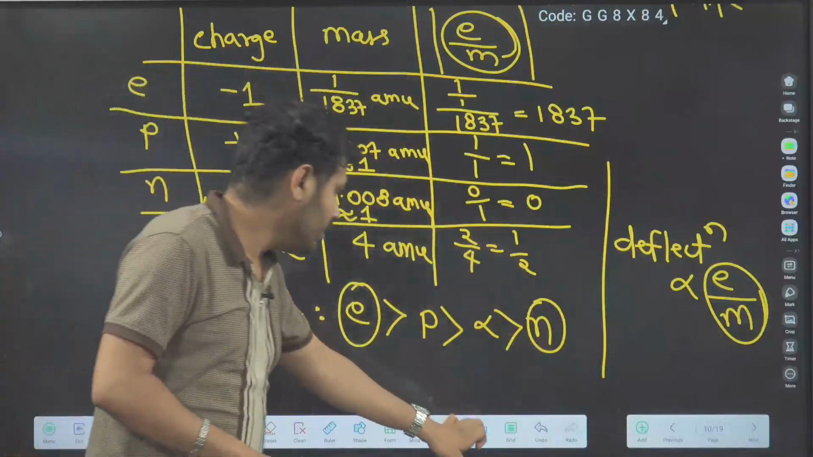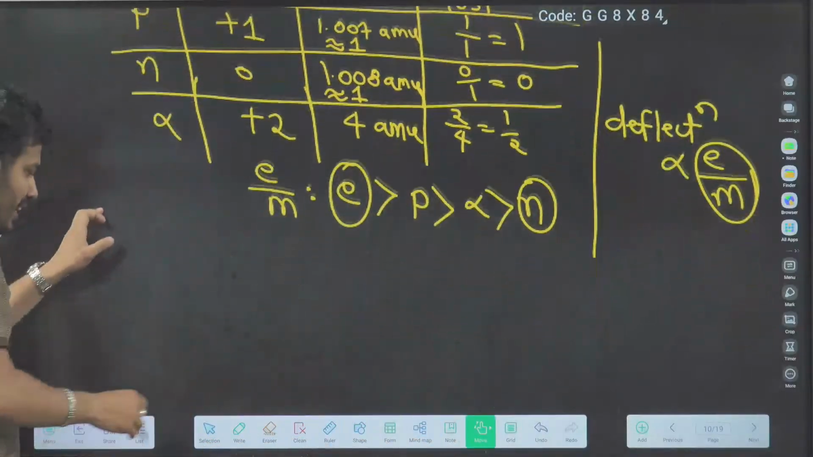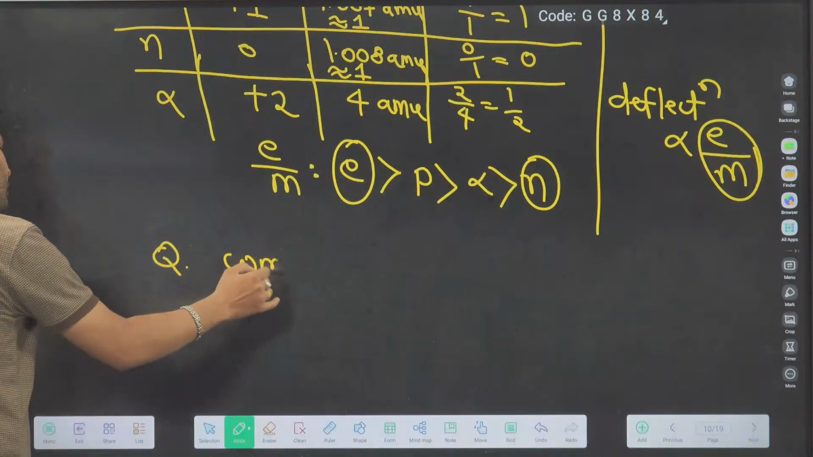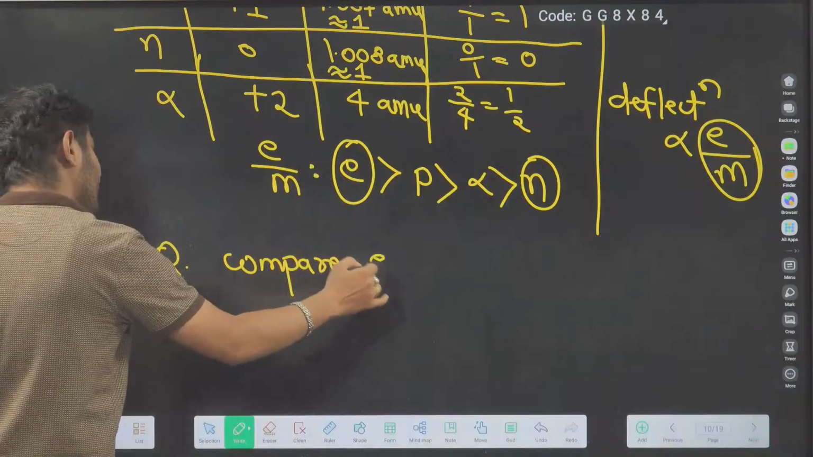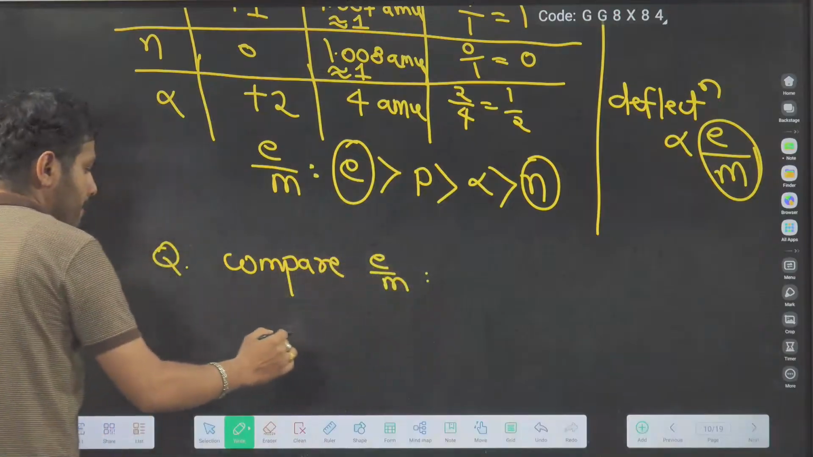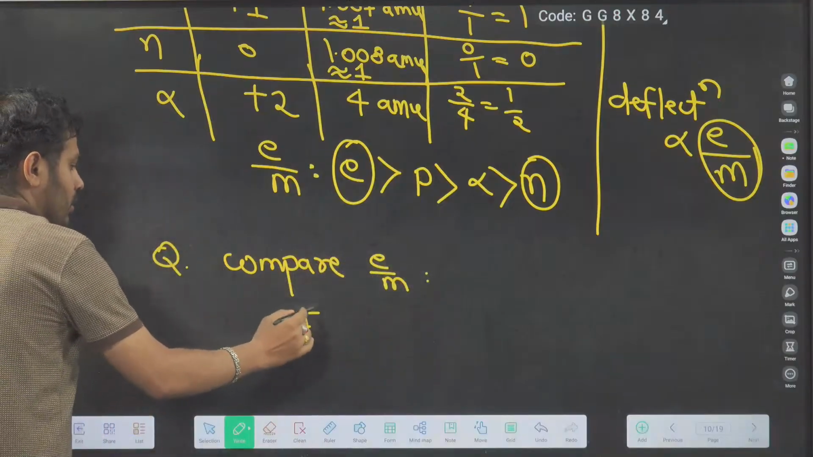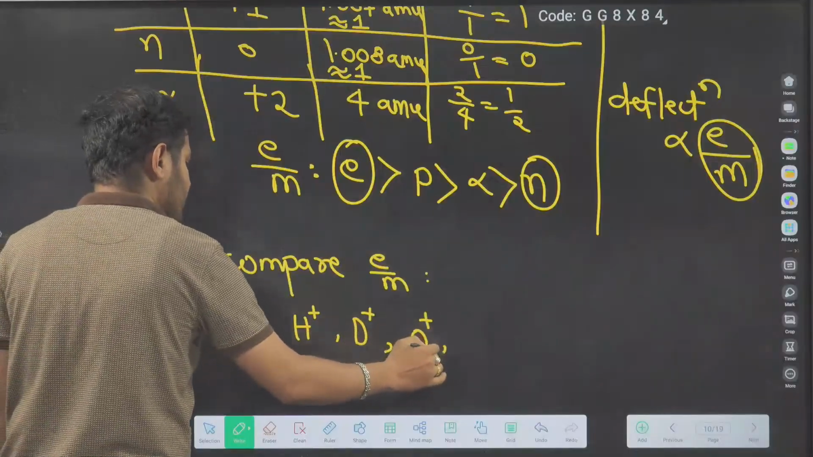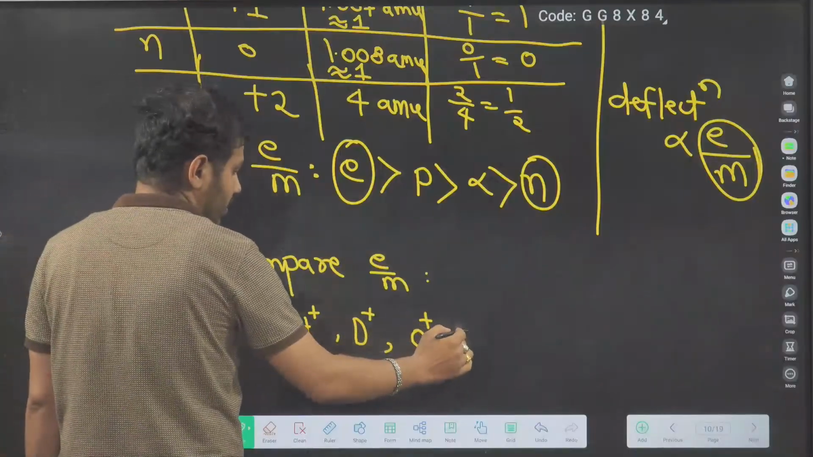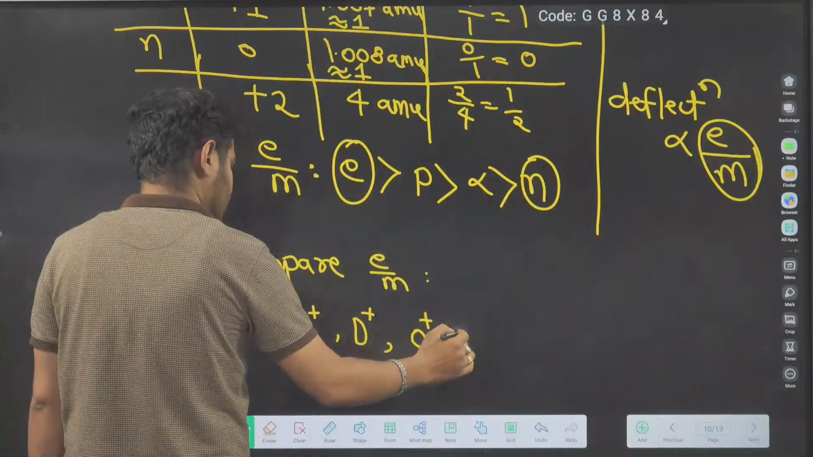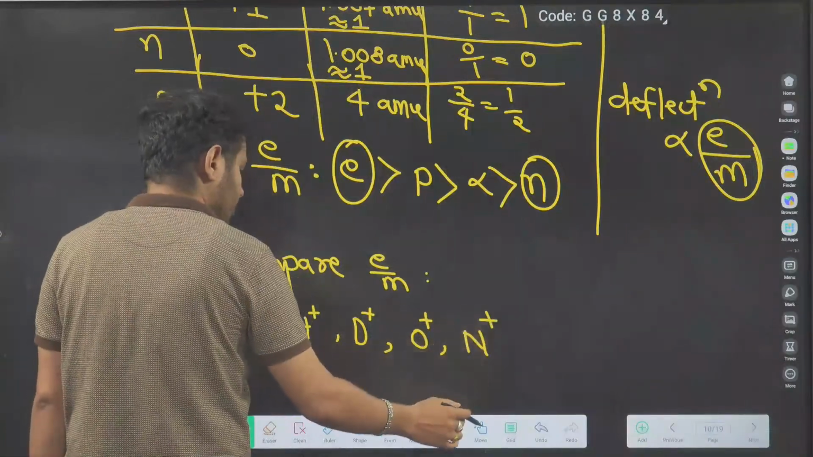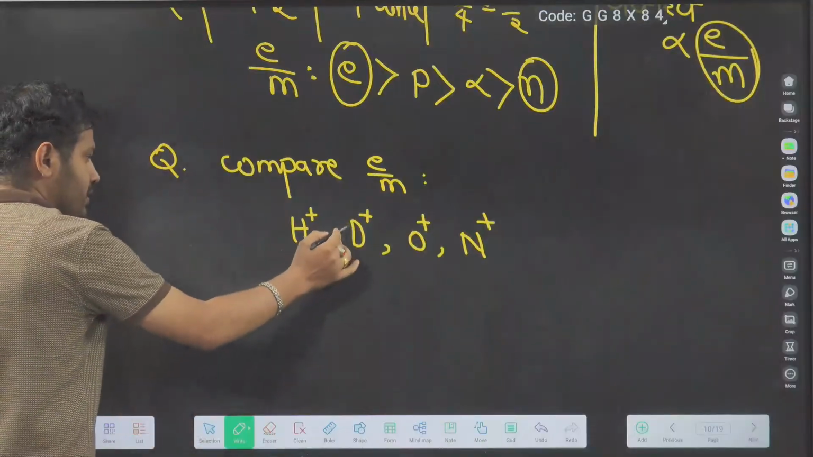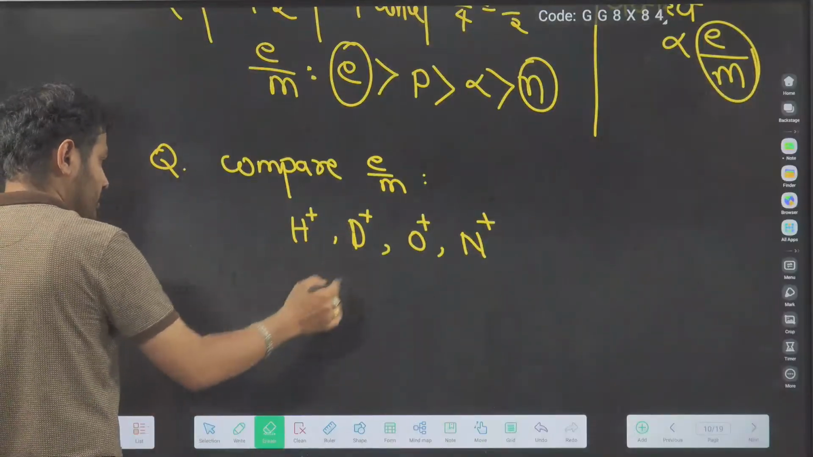Remember this point. Guys, if you understood this, then I have a question for you. The question is, compare the E by m value. I have H+, D+, O+, and N+. What is the correct order? This is D+. D+ means it is deuterium. I hope you know what deuterium is.